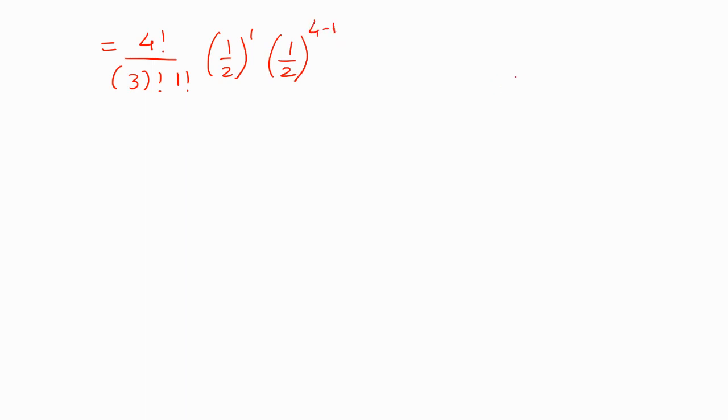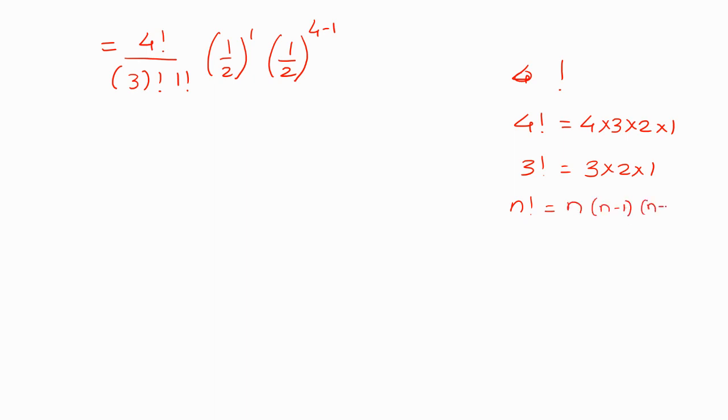Now I hope you are clear with this term, factorial. 4 factorial means 4 into 3 into 2 into 1. 3 factorial is 3 into 2 into 1. Similarly, n factorial is n, the next term n minus 1, the next term n minus 2, till 1. So I'm assuming that you know this.